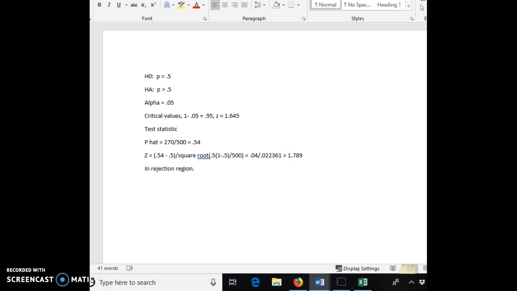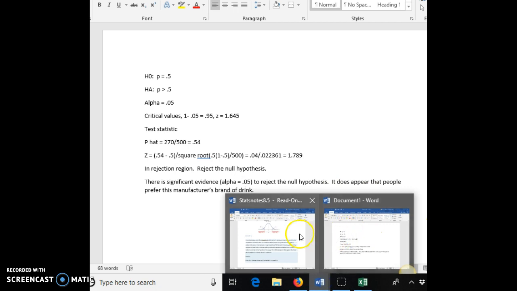Since it's in the rejection region, we reject the null hypothesis. All right, so let's make our conclusion. There is significant evidence at alpha equal 0.05 to reject the null hypothesis. It does appear that people prefer this manufacturer's brand of, I believe this was a drink. Just looking back. Yeah.